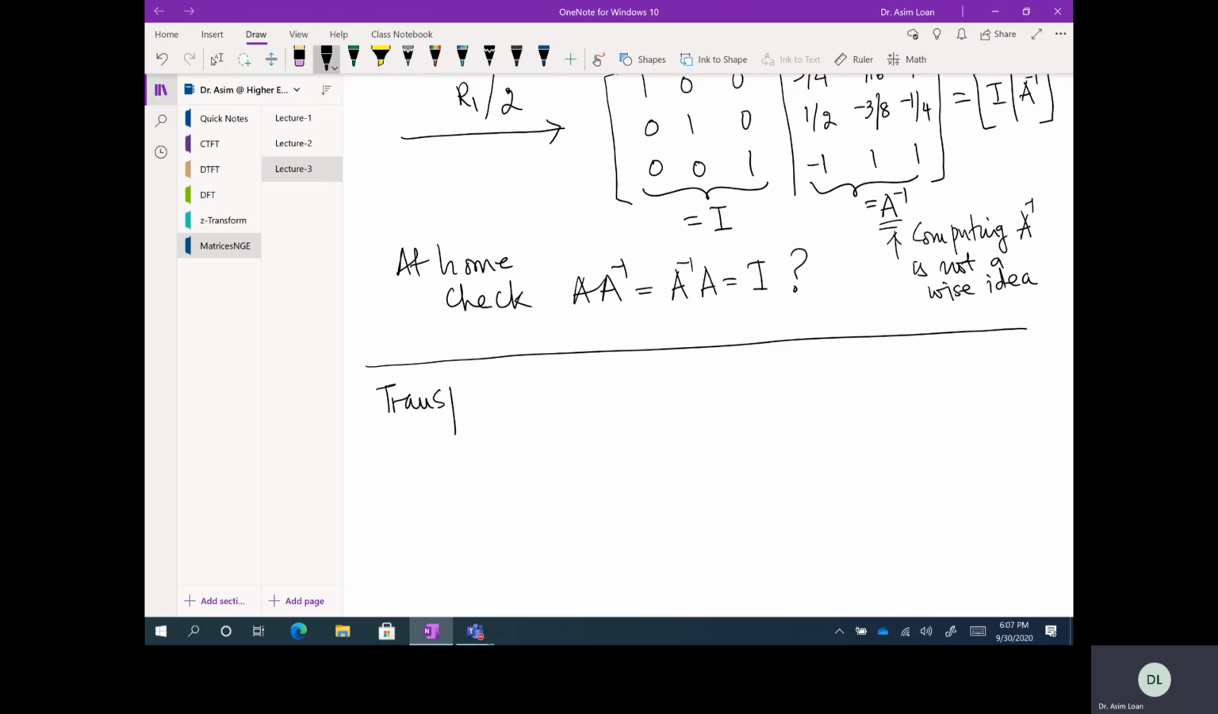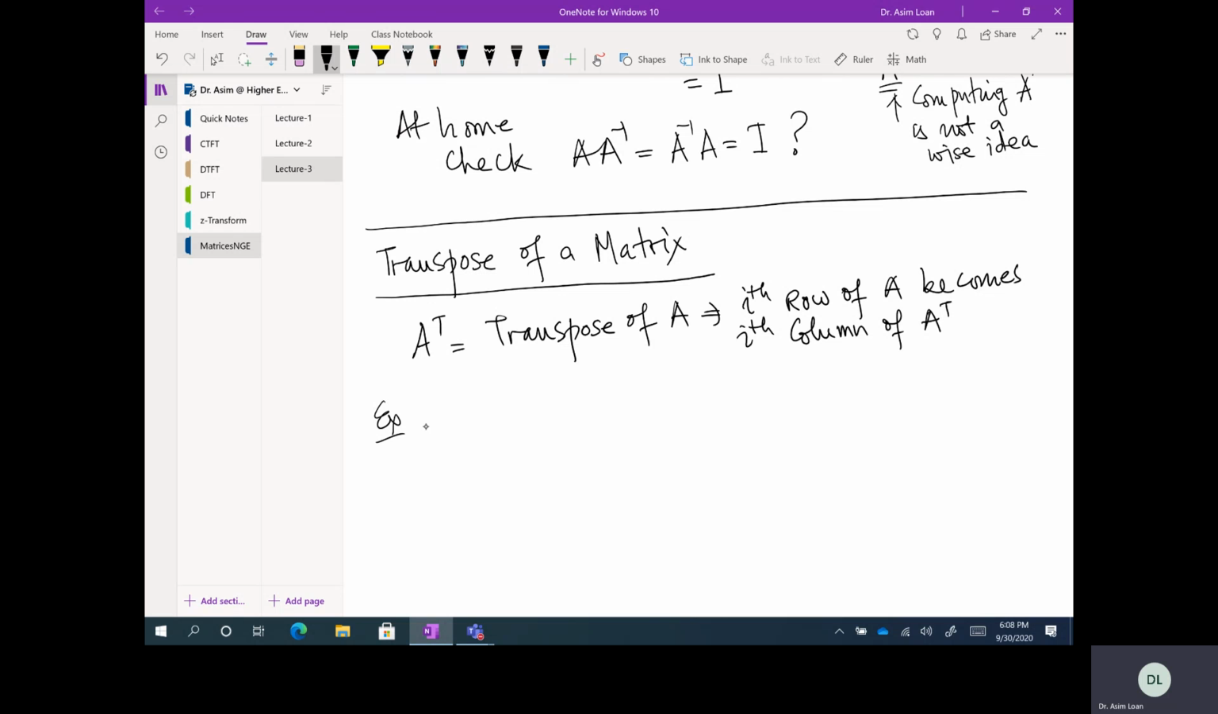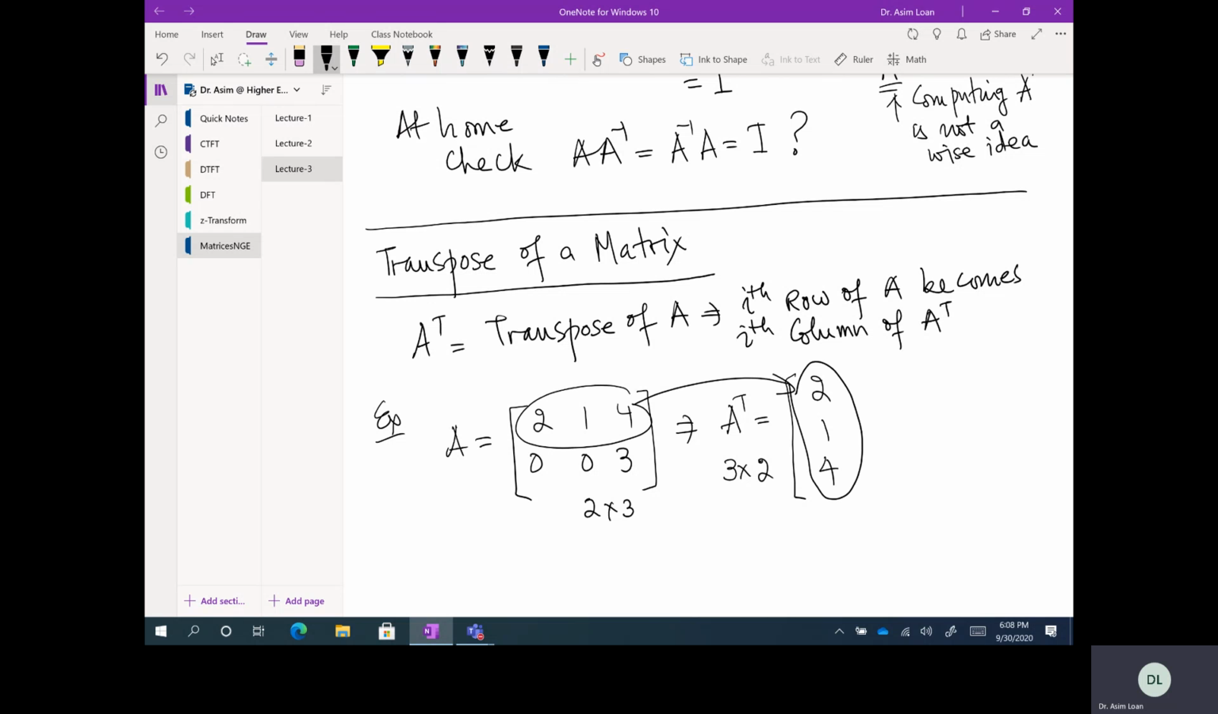Okay, so the transpose of a matrix is very simple. A transpose is the transpose of A, which means the ith row of A becomes the ith column of A transpose. For example, if A is 2, 1, 4, 0, 0, 3, this implies A transpose is, since A is 2 by 3, 3 by 2: 2, 1, 4, so this row becomes a column over here, and this row becomes a column over here, 0, 0, 3.